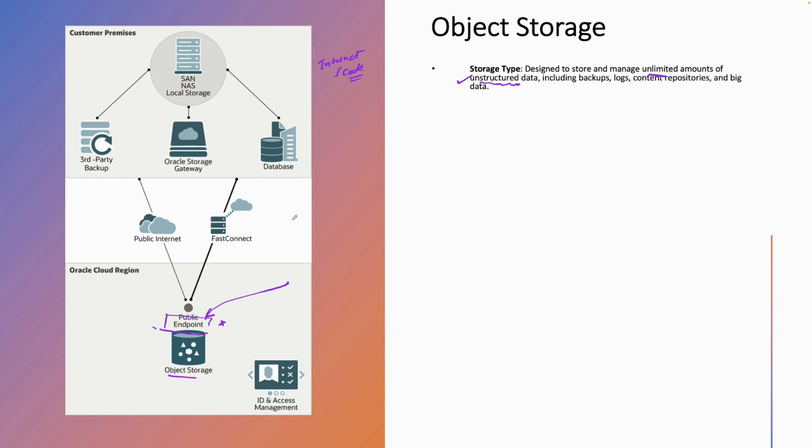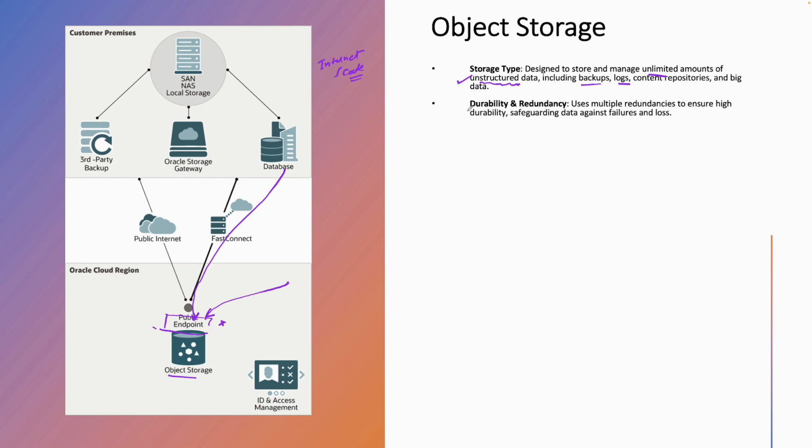And where would you use the object storage? You would be using it for backup. So probably your database backup could be written onto the object storage directly, or you can store some logs. And sometimes you will see a lot of OCI audit logs written onto the object storage as well, and it could be some content repositories, and especially for big data, right? So a humongous amount of data can be written to an object storage.